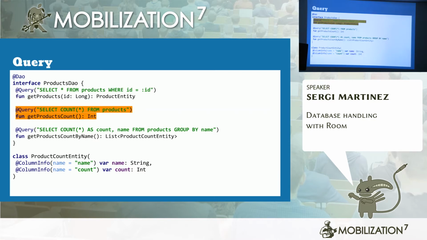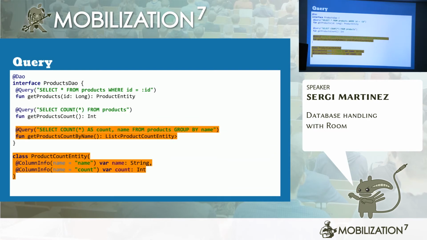Another example. You make a count, so it will return an integer, a single number. Another example.